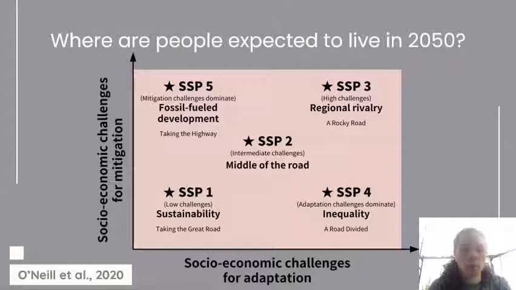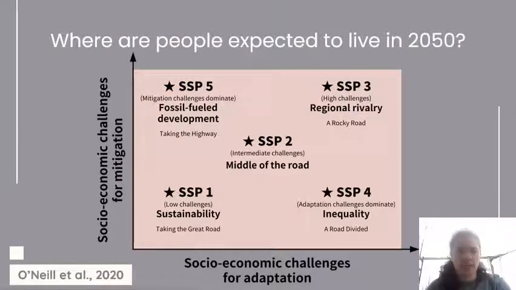Well, where are people expected to live? Because the future of our planet does not solely rely on environmental processes, the concept of the shared socio-economic pathways, or the SSPs, was developed by the scientific community, which are scenarios that try to capture the variance in future environmental and mostly social responses that can be expected as a response to climate change.